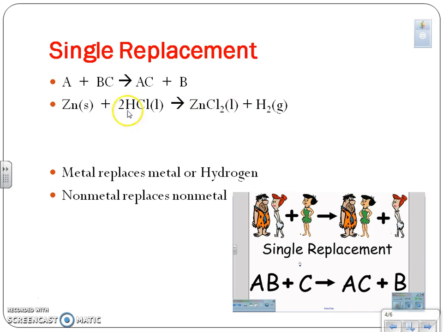The way you'll know it's a single replacement is if you have a single, and you have a compound, and the single gets in the compound. Metals will always replace metals. They'll never get together in a compound. They replace. Hydrogen acts as a metal. It's an alkali metal, or it's in that group. It's not a metal, but it's a positive 1 ion. So metals replace metals or hydrogen. Non-metals replace non-metals.